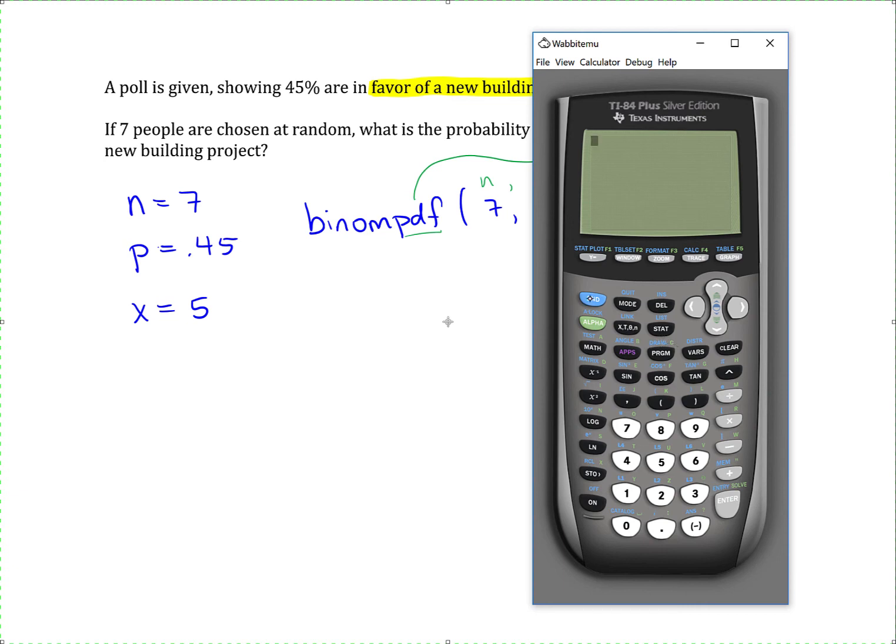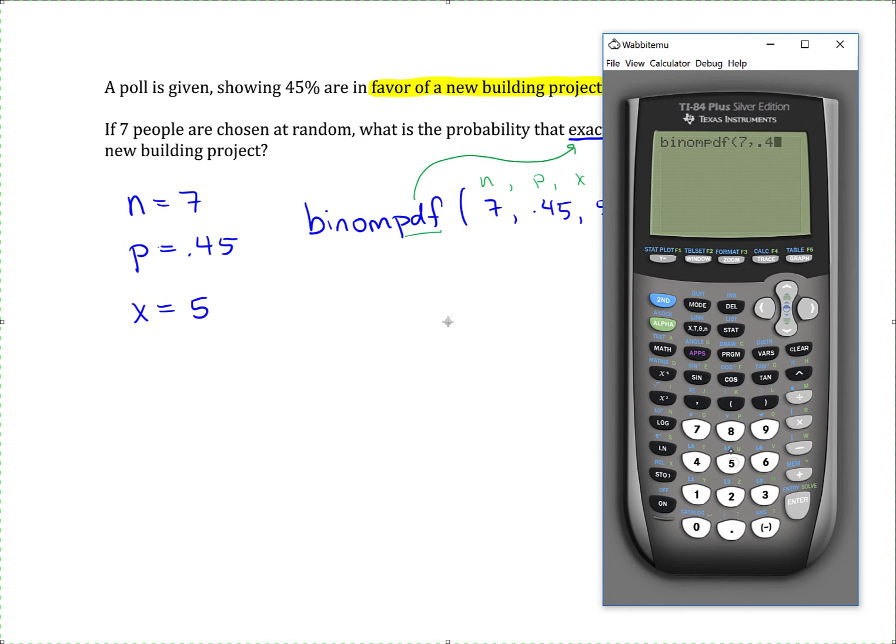And if we hit second and vars, that will take us into the distributions menu. Now, we do have to scroll down a bit before we get to binomial distributions, but eventually you'll find them. There are 2, binom PDF and binom CDF, so take care to choose binom PDF in this case. 7 is the first input, 0.45 is the second, and 5 was the third. When you press enter, it will calculate the binomial probability using the formula that you've seen in the past, 0.1172.